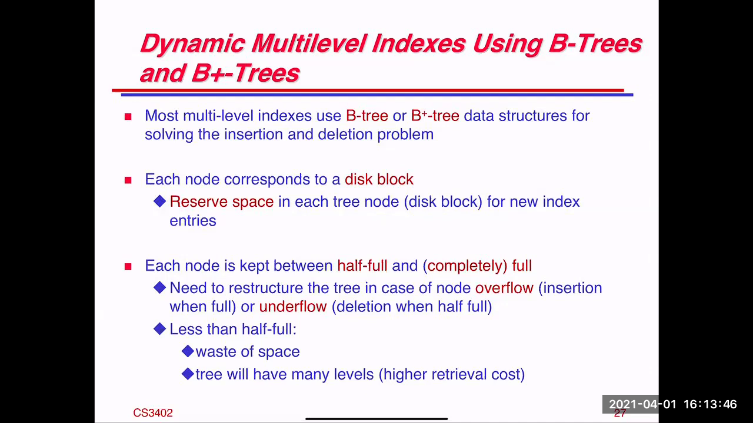And similarly, this may also impact your performance if you allow nodes to become less than half full, because it can happen that your tree will have many levels, right? Because if you only have, for instance, one index entry in each tree node, so that would be kind of the worst case, then you might need a lot of levels to actually get to the leaves of your tree.